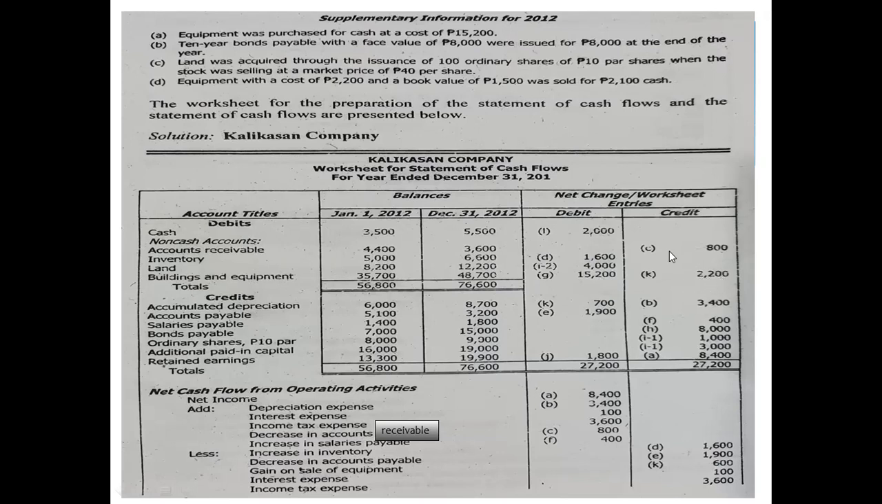And then credit 2,200 because of this one: equipment with a cost of 2,200 was sold for 2,100. So you record the 2,200, the cost of the equipment. And then accumulated depreciation, 700, 3,400 credit. Accounts payable here, 1,900. Salaries payable, there's an increase of 400. The bonds payable, the ordinary shares. There's a total of 27,200.